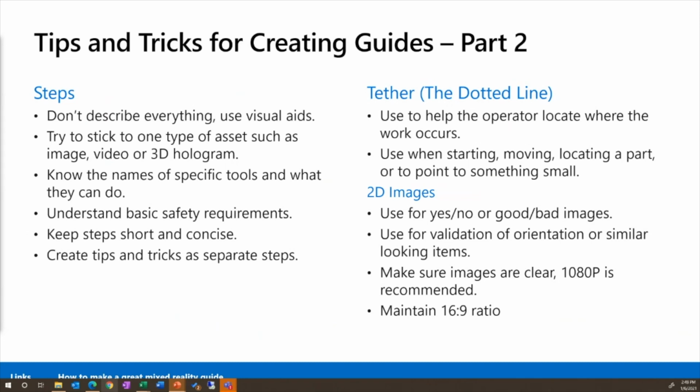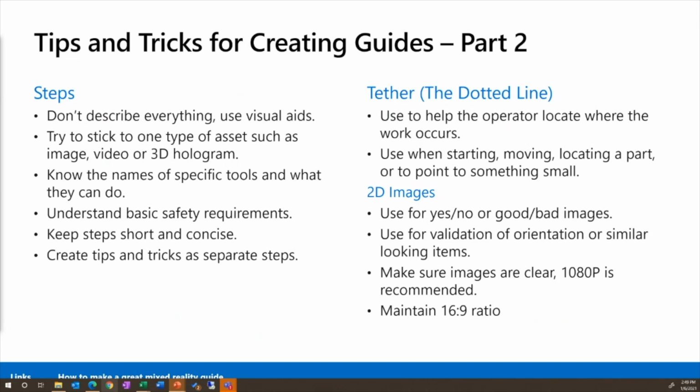Now, tethering is another thing that you can add into your guides. That's the little dotted line. You want to use the tether, or the dotted line, to help the operator locate where the work occurs. You'll want to use it when you're starting an operation, moving to another area, locating a specific part to be used, or to point out something very small on a particular part.